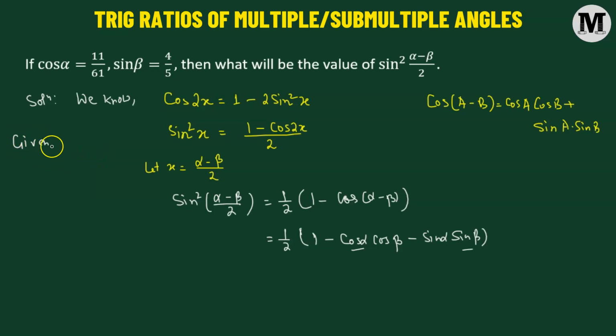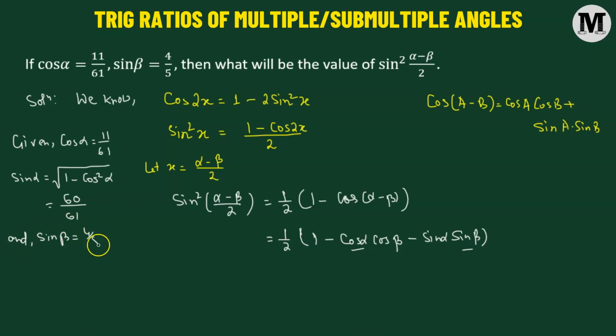So let's write it down, cosine alpha is given by 11 over 61. Now to find out the value of sine alpha, we can use the fact that sine alpha equals the square root of 1 minus cosine squared alpha. So if we replace the value of cosine alpha with 11 over 61, then sine alpha is going to give us 60 over 61. And we have the value of sine beta. So sine beta equals 4 over 5. So cosine beta, which is given by the formula, the square root of 1 minus sine squared beta. So replacing sine beta with 4 over 5, cosine beta comes out to be 3 over 5.